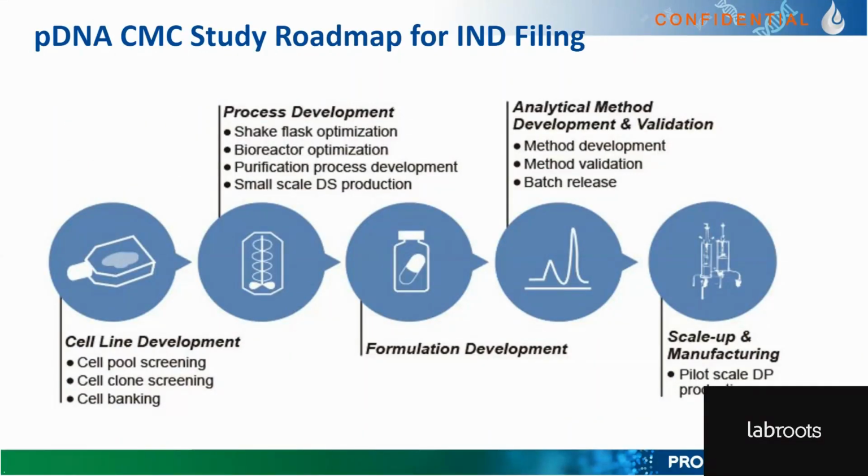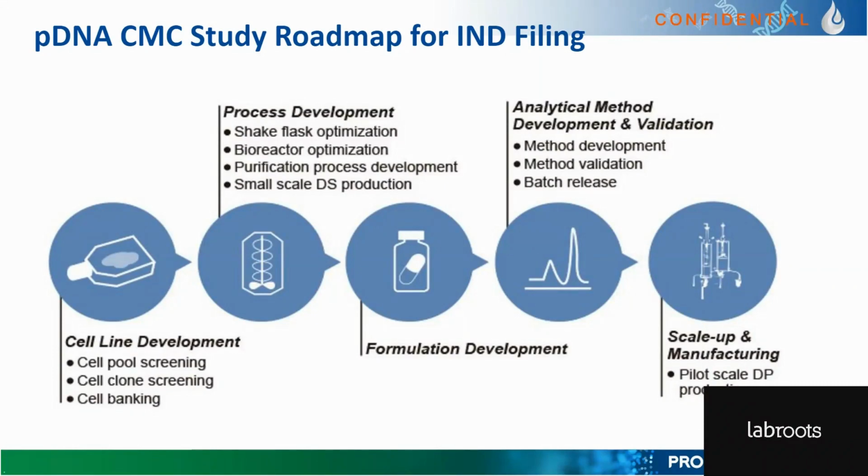The development of plasmid drug involves several key stages, including cell line development, process development, formulation development, analytical method development and validation, and scale up and GMP manufacturing. So first, a high titer stable cell line is selected, and a master cell bank is then established. Then, the process development stage will begin with a small-scale process to identify critical process parameters and quality attributes.